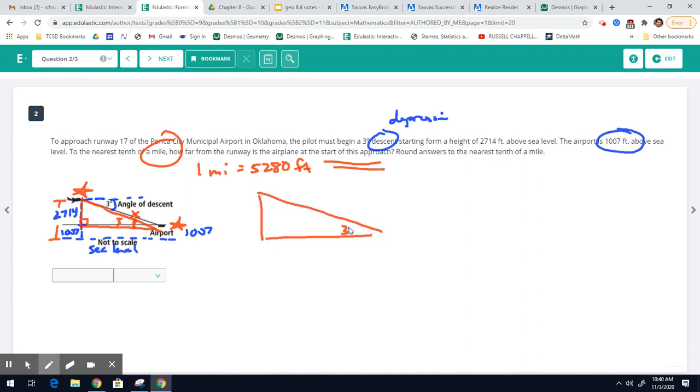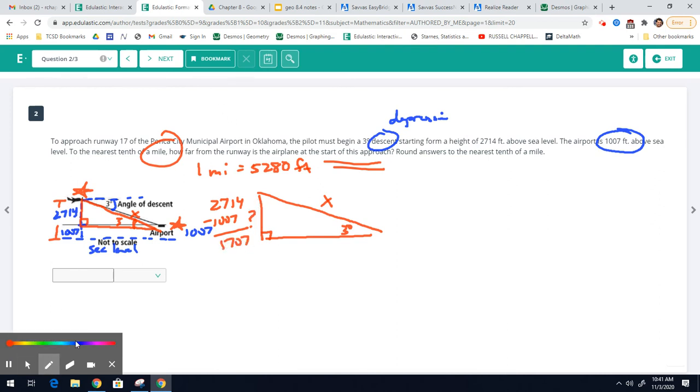So here's my 3 degrees. Here's my X distance. And now what is that distance? We need that. Well, we're simply going to subtract 2,714 minus 1,007. And I'm going to do that in my handheld calculator. 2,714 minus 1,007, and that's 1,707. So that is that height right there, 1,707.